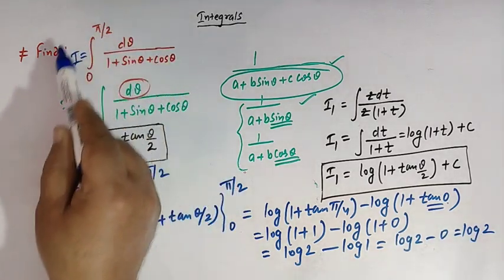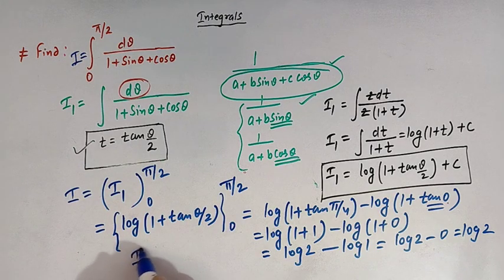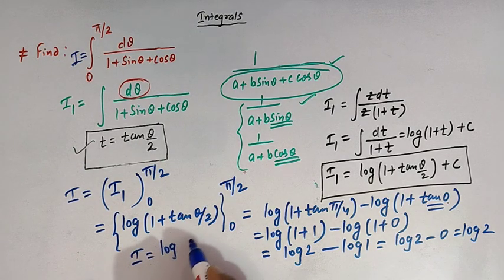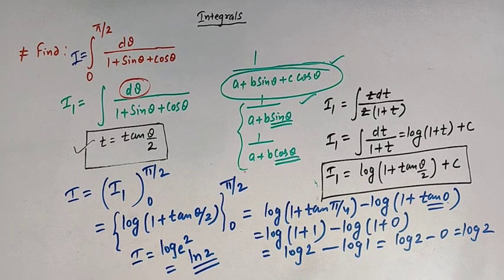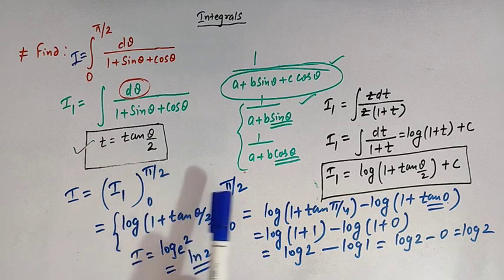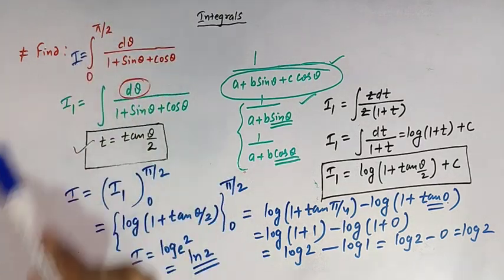So the value of this definite integral is equal to log of 2, and here the base is e. So we can also write this as ln 2. So viewers, this is how, by making this substitution, we can evaluate this integral.